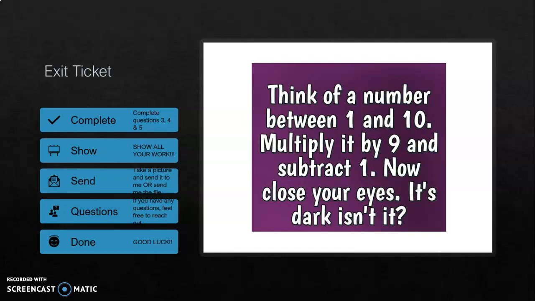And the quote for today is, think of a number between 1 and 10. Now multiply it by 9 and subtract 1. Now close your eyes. It's dark. That's it. Alright guys, I love y'all and I miss y'all. A little bit of humor for Friday. I thought it was hilarious, but yeah.